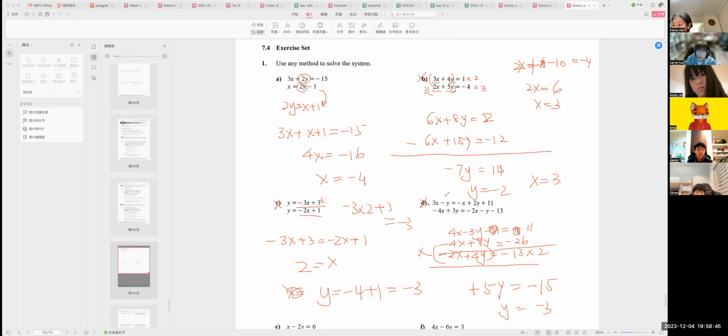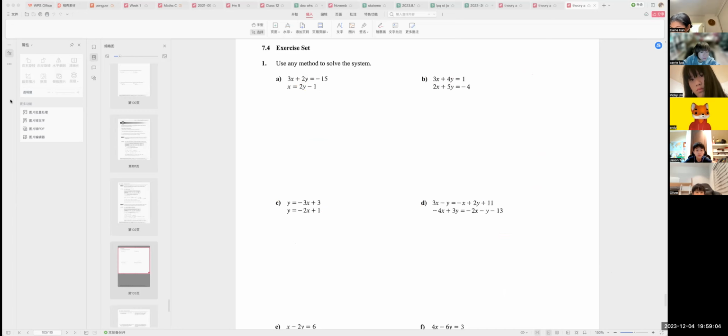Okay, so when y equals negative 3, it's 4x minus 9 equals 11. Sorry, I'm just using this one. 4x plus 9 equals 11. So 4x equals 2, x equals. Get it, everybody?